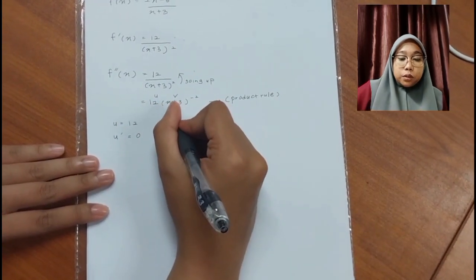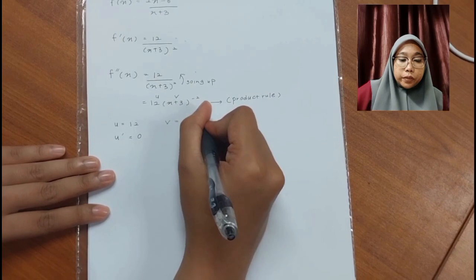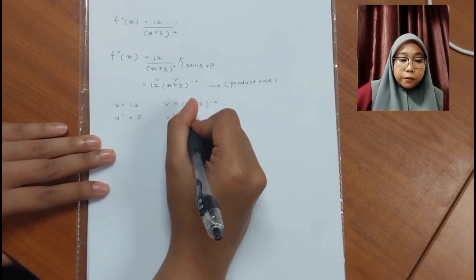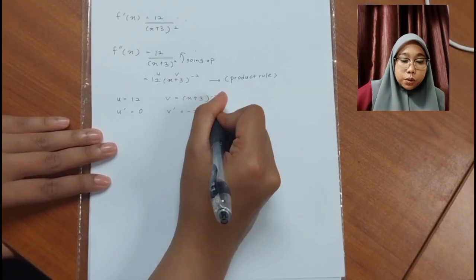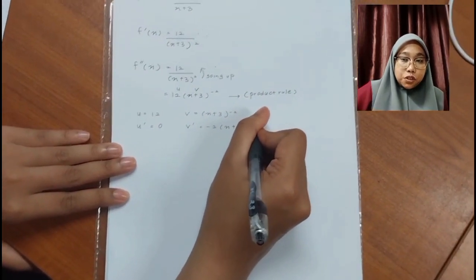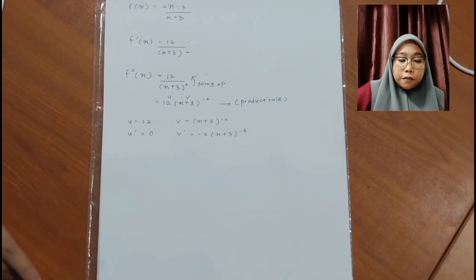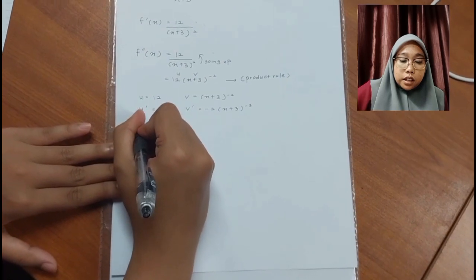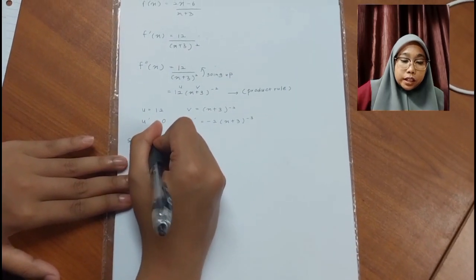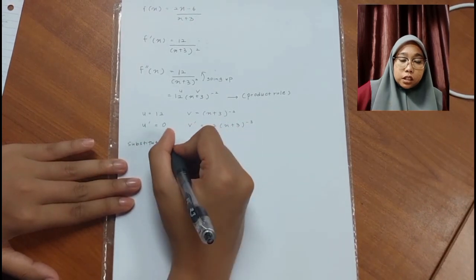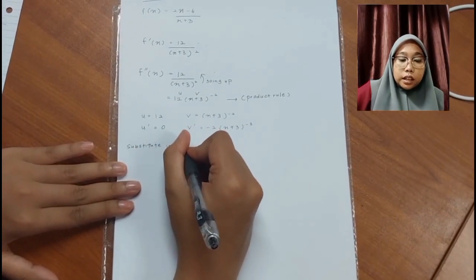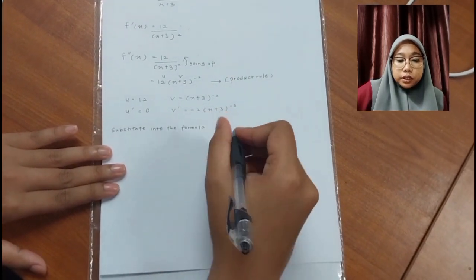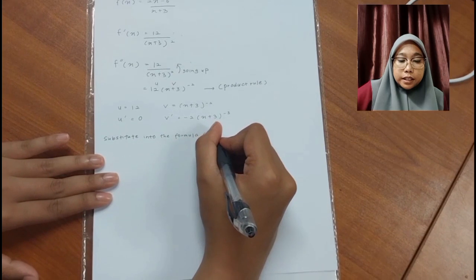This is the product rule, with u and v. Next, we differentiate u and v. u is 12, u prime is 0, v is x plus 3 to the power of minus 2, v prime is minus 2 multiplied by x plus 3 to the power of minus 3. So now we substitute into the formula of the product rule. The product rule is u v prime plus v u prime.